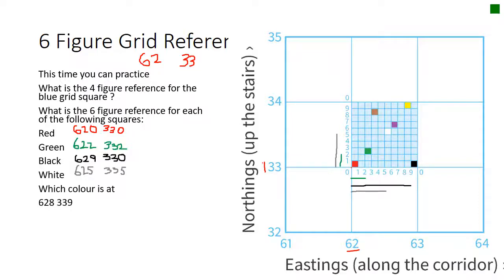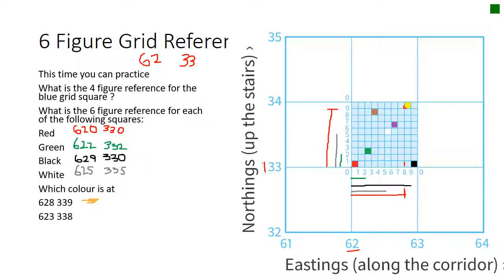So I'm going to just go back to the red here for a second. So 628. So again, 62 will go across as far as 8. So we know it's going to be on this line here. 339. So we'll go up 3 up to 9. And we know it's going to be along there. So we take those two lines where they intersect. That will actually take us to the yellow square. So we'll mark that as yellow there.